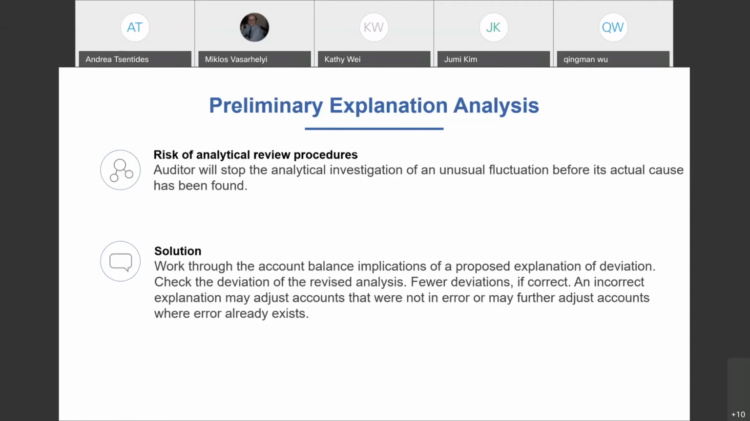I don't think they should be used to propose any sort of adjustment or to adjust the numbers based on those expectations. That's going too far, just because we use analytical procedures and the balances are not as we expect them, to propose some sort of adjustments based on that.